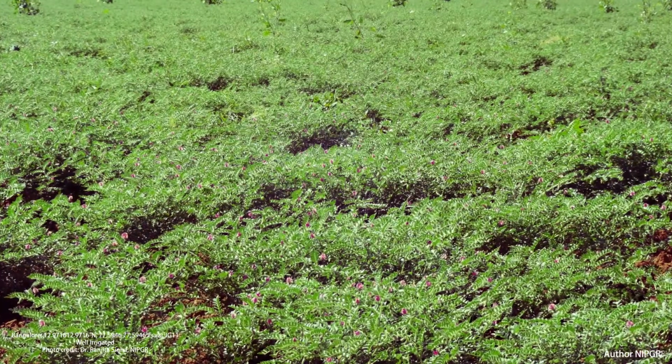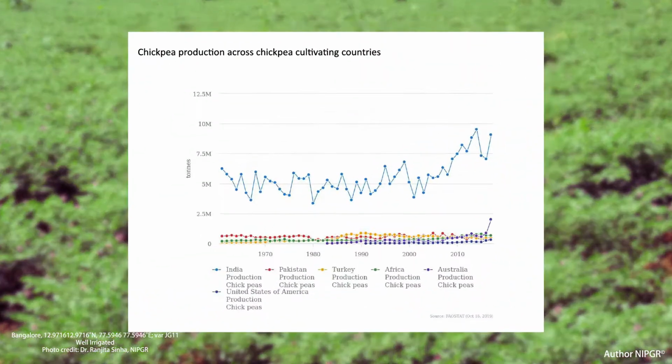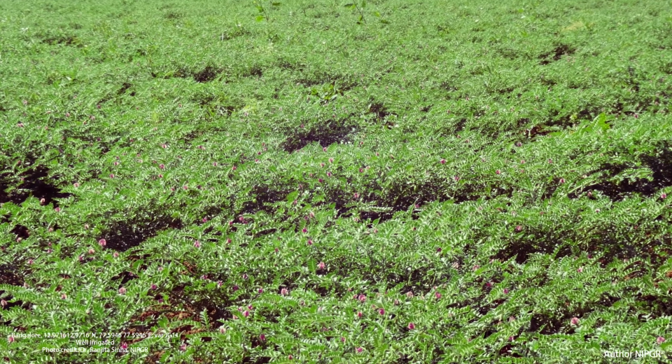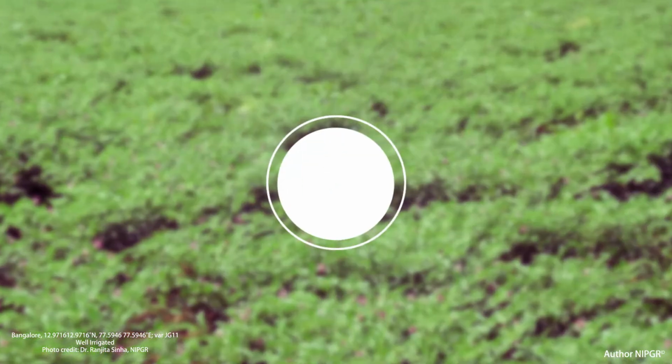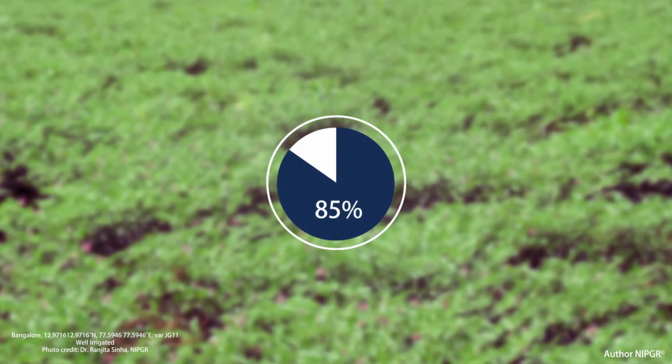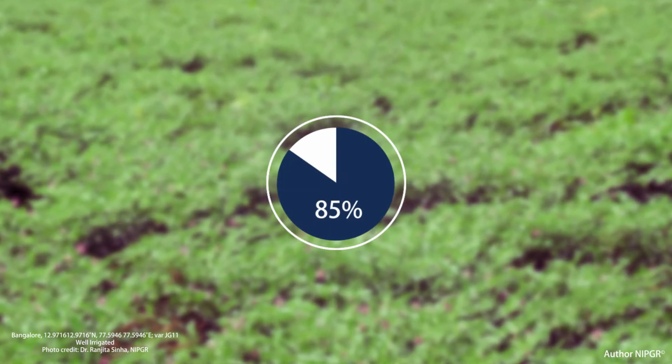Chickpea is one of the important pulses we eat. India is the major producer of chickpea. In India, it is cultivated under both irrigated and rain-fed farmlands. Out of total chickpea cultivation land, 85% are rain-fed, where drought and fungal disease cause yield reduction.